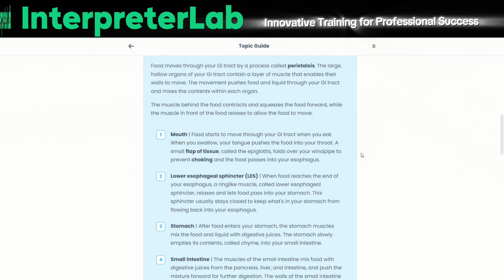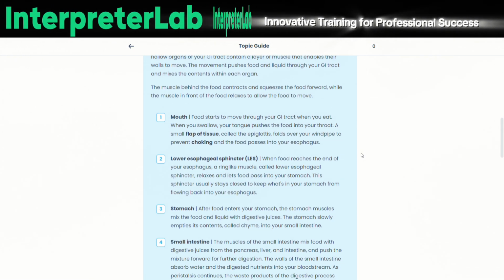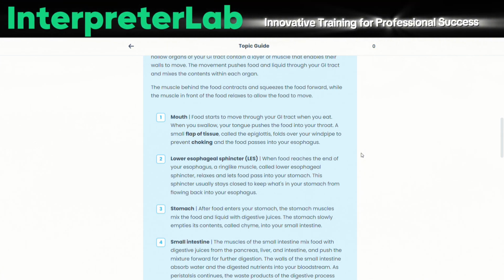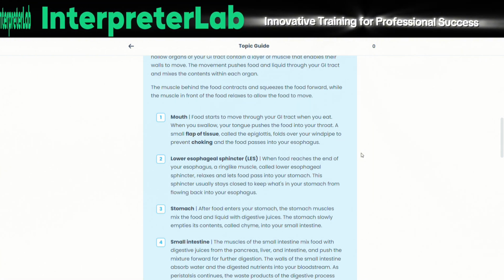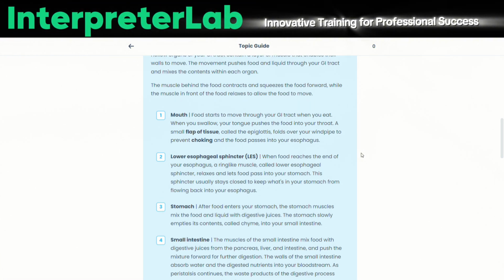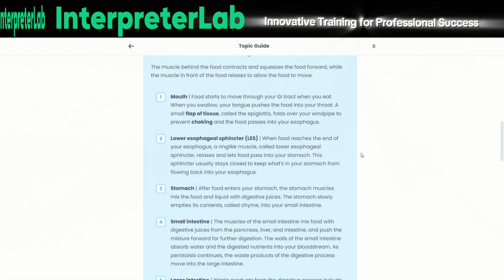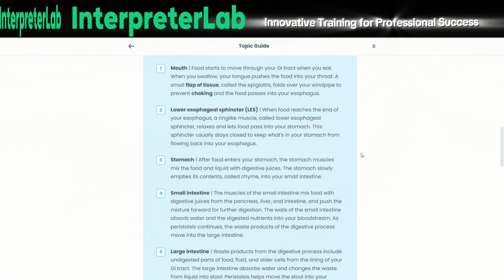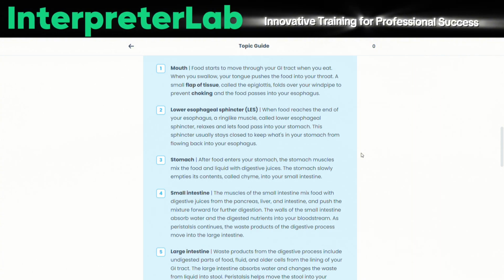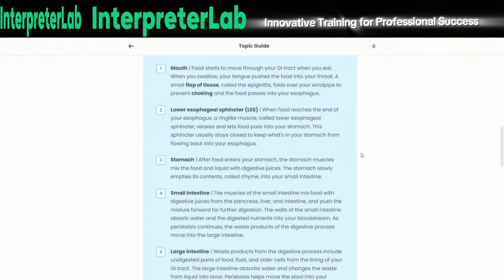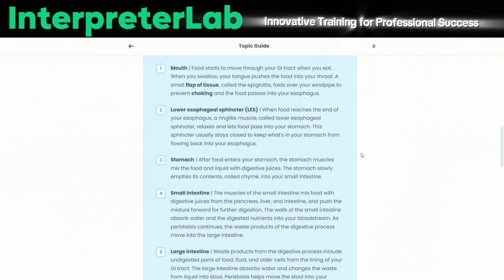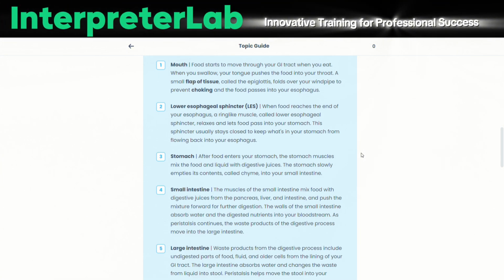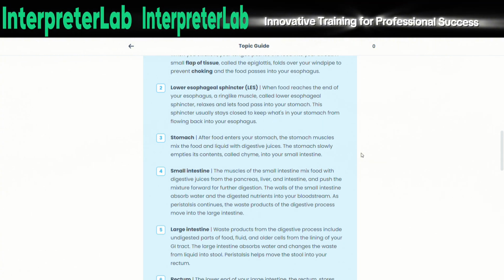Mouth. Food starts to move through your GI tract when you eat. When you swallow, your tongue pushes the food into your throat. A small flap of tissue, called the epiglottis, folds over your windpipe to prevent choking, and the food passes into your esophagus. Lower esophageal sphincter, LES. When food reaches the end of your esophagus, a ring-like muscle called the lower esophageal sphincter relaxes and lets food pass into your stomach. This sphincter usually stays closed to keep what's in your stomach from flowing back into your esophagus.